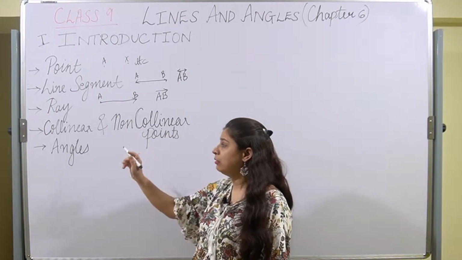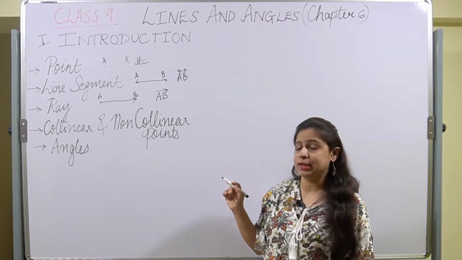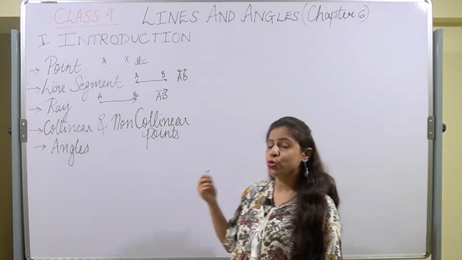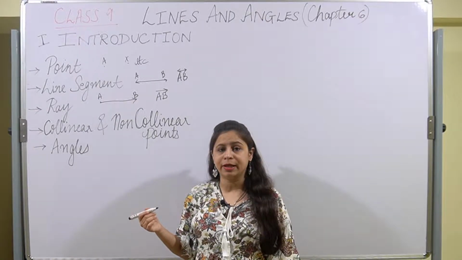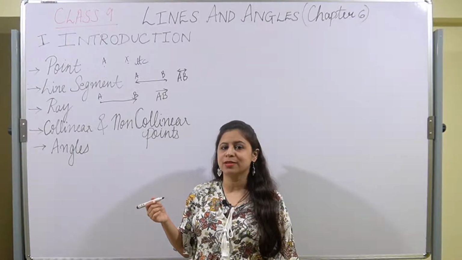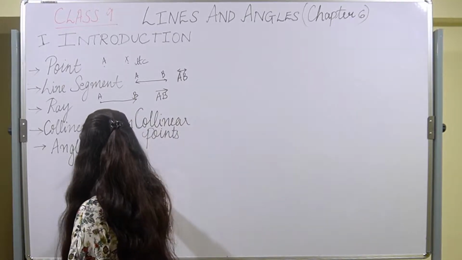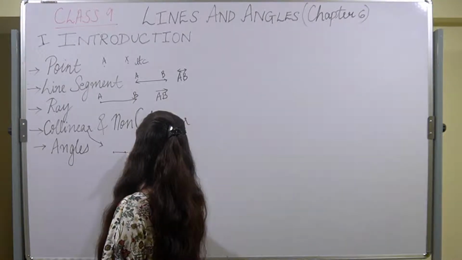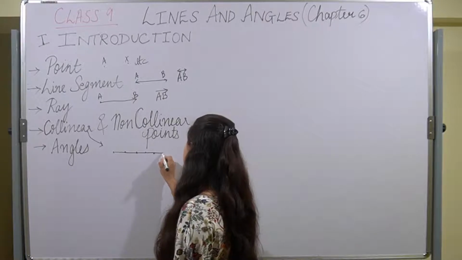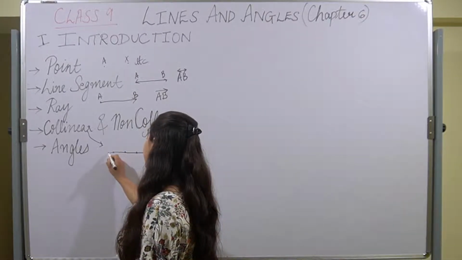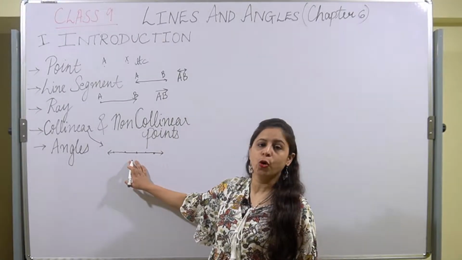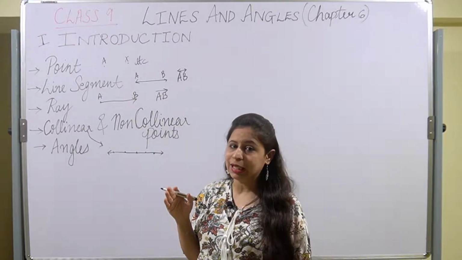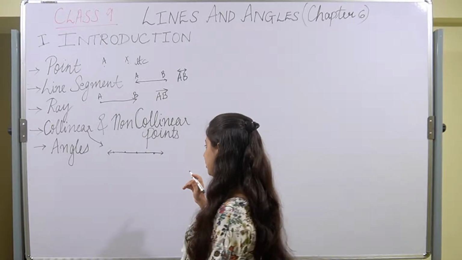Then the collinear and non-collinear points. If 2 or more points lie on the same line and form a straight line, then they are said to be collinear points. Suppose these are my points, and if I join them, then I will get a straight line. Then these points are said to be collinear points.